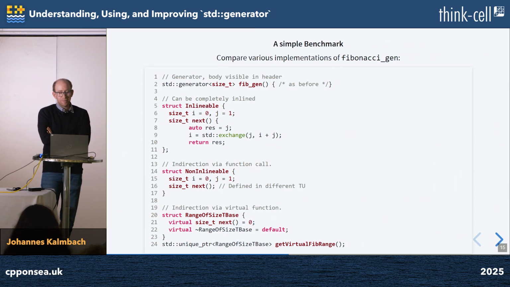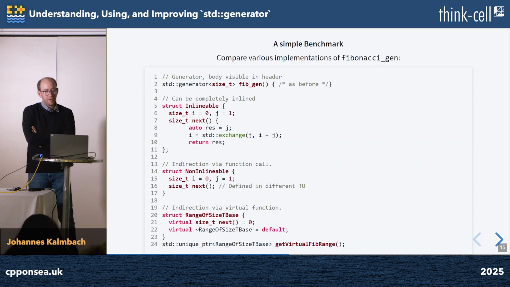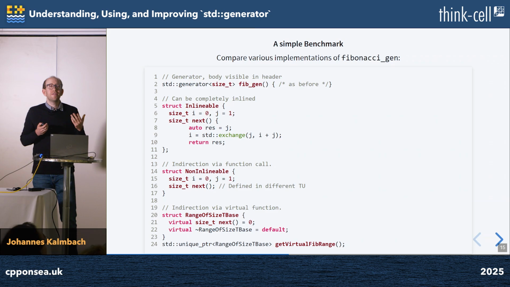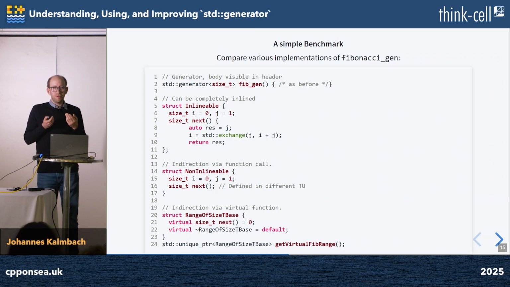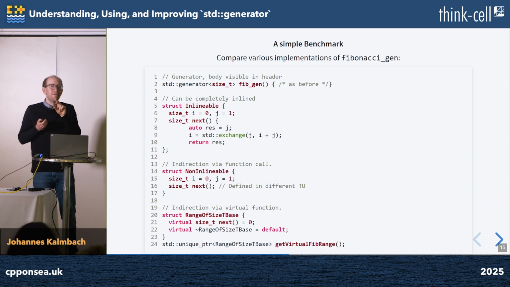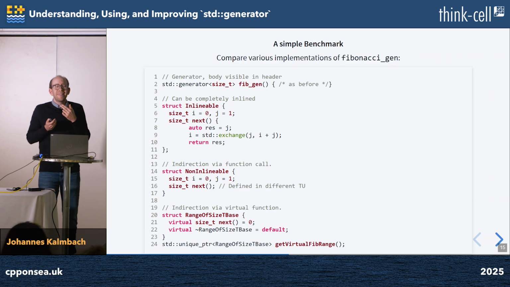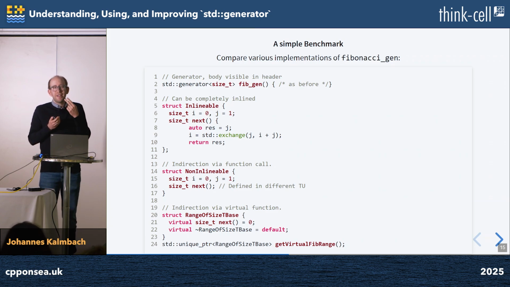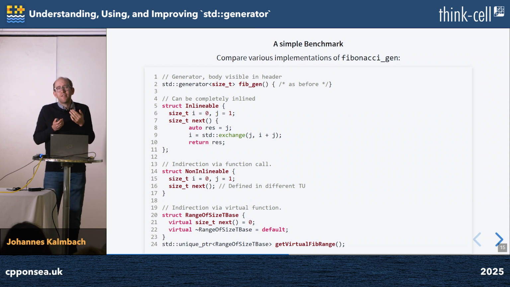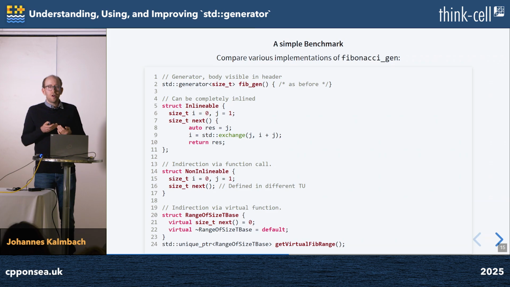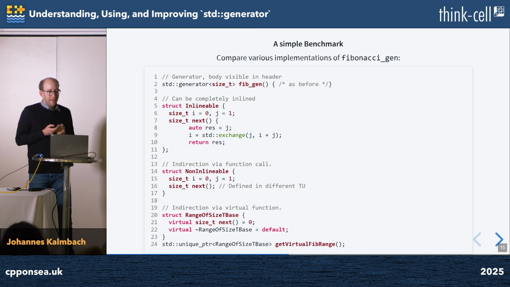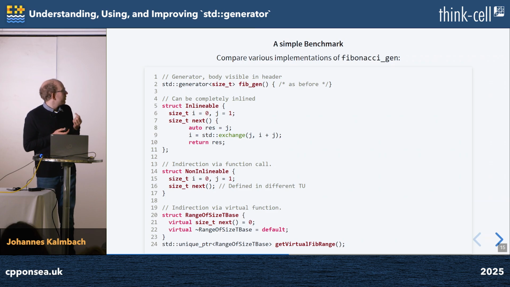What I did was I compared this Fibonacci case. The Fibonacci sequence is cheap to compute. You have two integers, you have some additions, you have some swapping between them, but it's nothing compute-heavy, which, if you do it directly somewhere, can be really, really fast. So if we measure something like this, then we get a good idea of the overhead of the iteration mechanism that we're using.